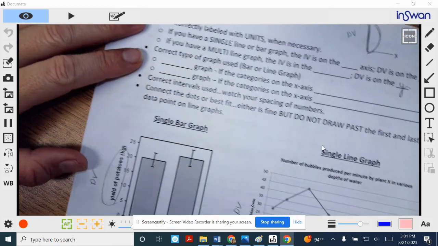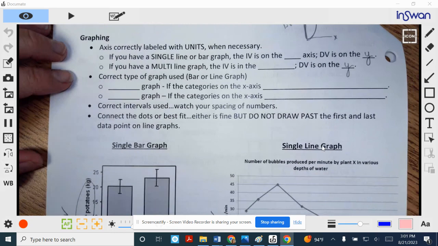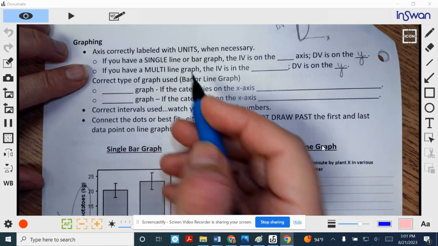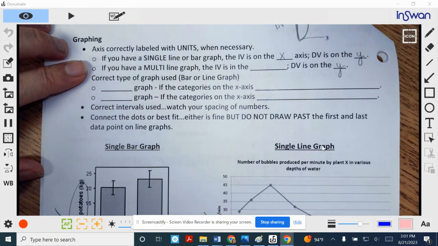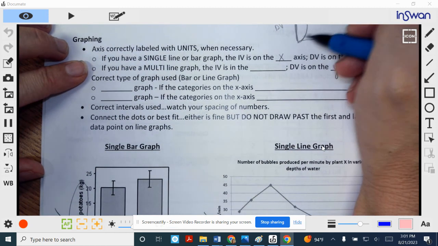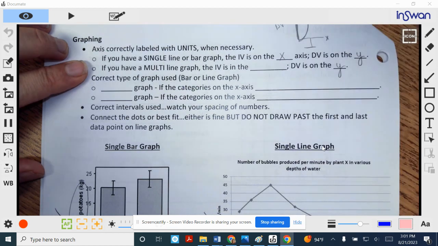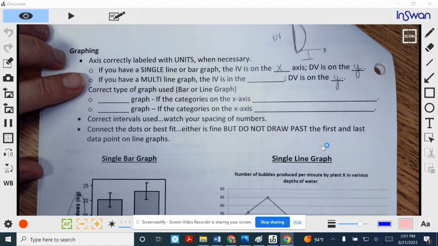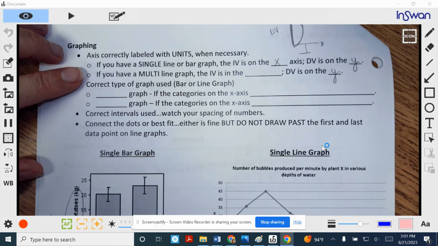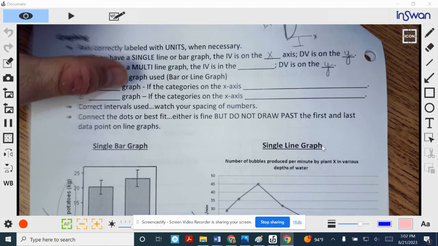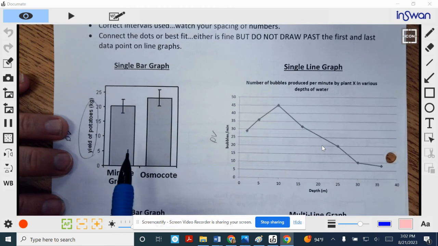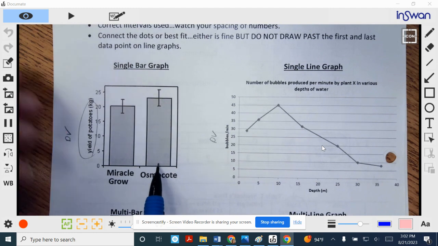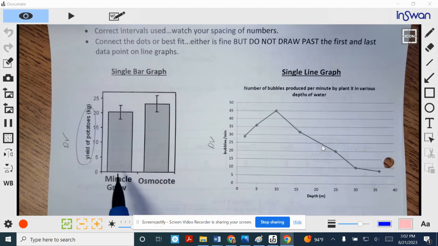Okay, all right, the IV is going to be the tricky part. If you have a single line or a single bar graph, your IV is going to be on the X. So you maybe have seen DV and then you turn this one into an I for the IV. It's not always the case. I'll show you the exceptions here in a little bit, but this is for simple graphs, okay? So this is a single bar graph, and what I mean by that is there's just one bar for Miracle-Gro. There's one bar for Osmocote. That's a single bar for each of these categories.